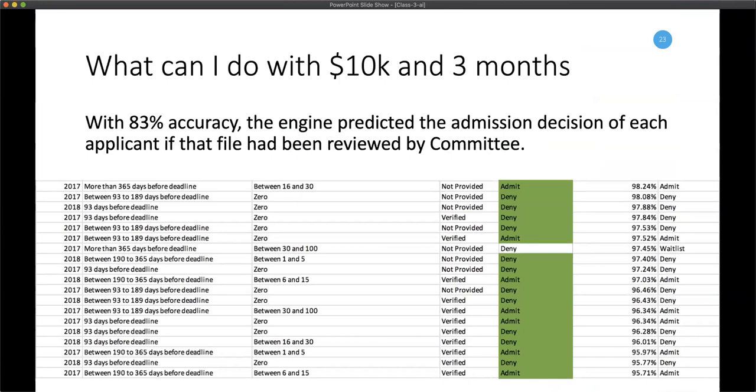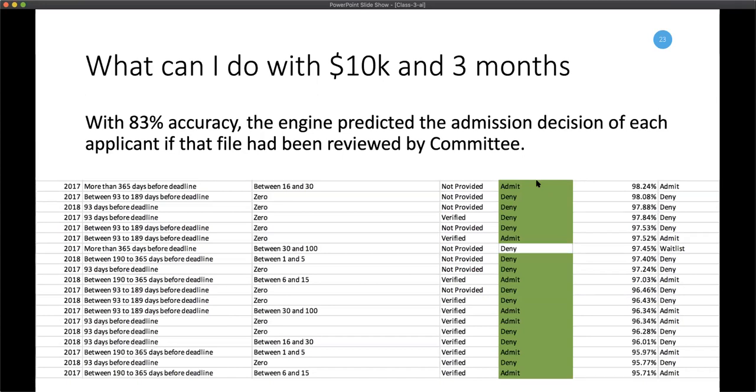But all we looked at were the numbers. We didn't look at any of the unstructured data like essays, for example. And in 3 months, we had it to 83% accuracy. We ultimately got it over 90%, where we could determine if people were going to be admitted, denied, or waitlisted.